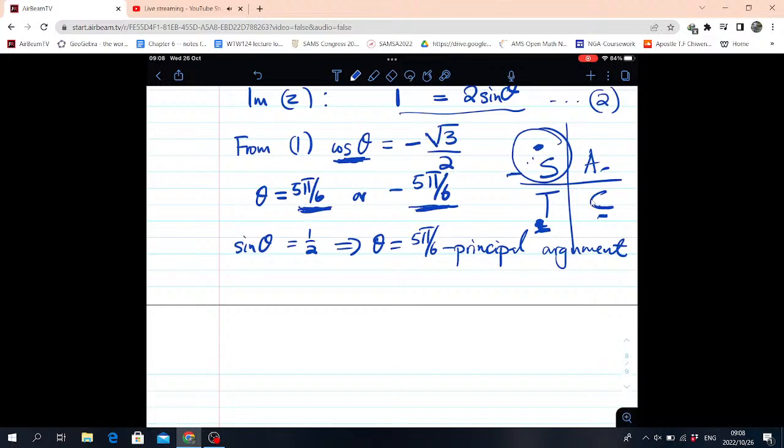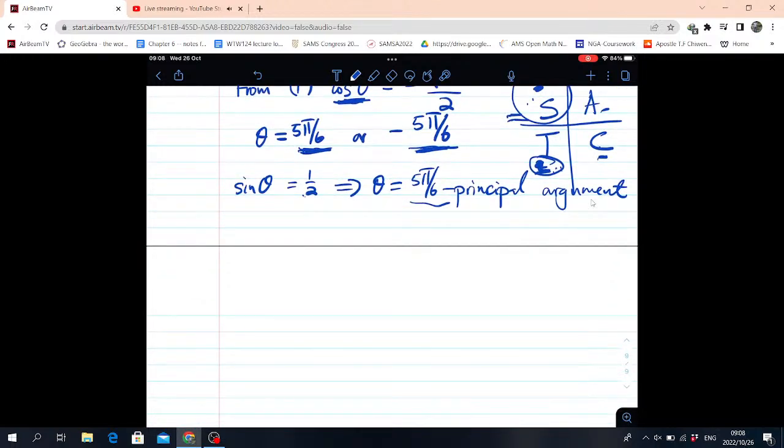And then we use the second equation to figure out, and we see that sine is actually positive. So therefore, this would have been negative. If it was in here, it would have been negative, which would not have satisfied the second equation. So it means it should be in the second quadrant, which is 5 pi over 6. So that's how we figure that out. And so now we know that z can be written as 2 cos 5 pi over 6 plus i sine 5 pi over 6.